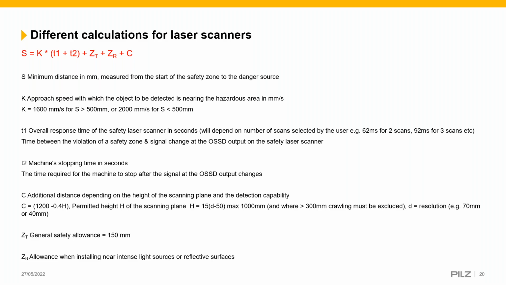ZR is something to consider when installing near intense light surfaces or reflective surfaces. So is that going to cause any spurious issues with the scanner, with its detection, with its reaction time, things like that? So something to consider there.